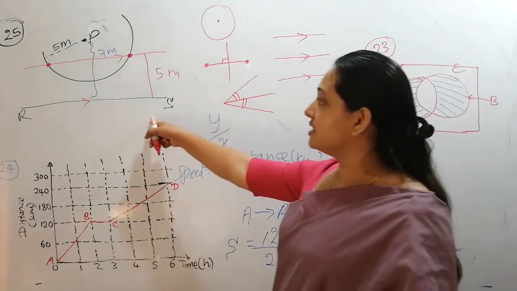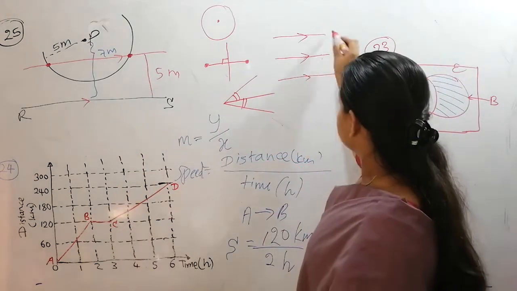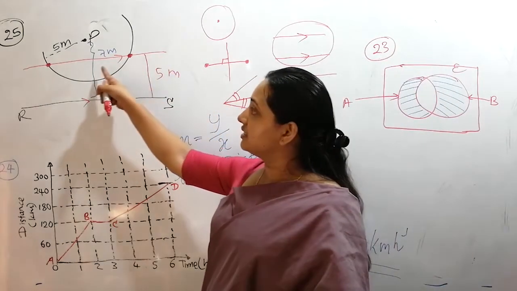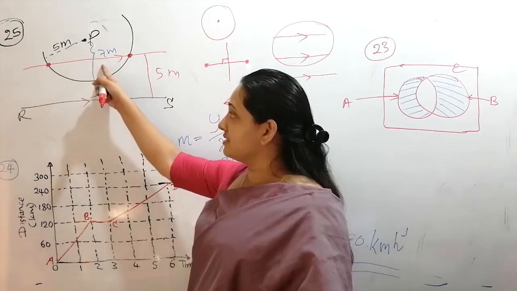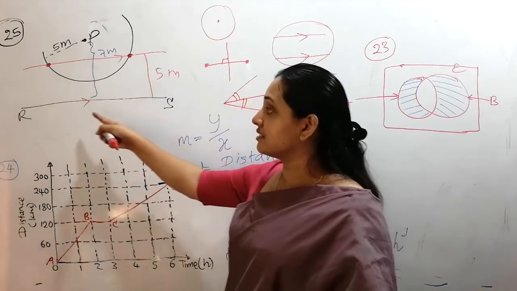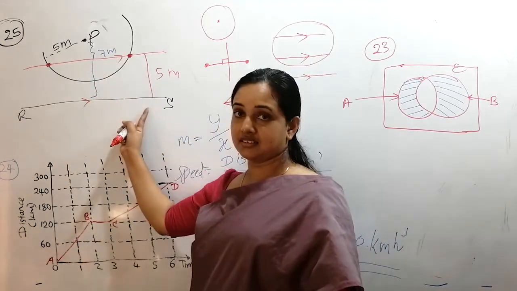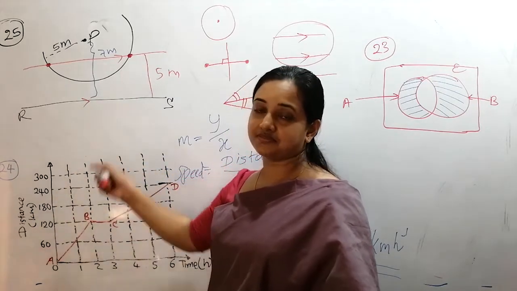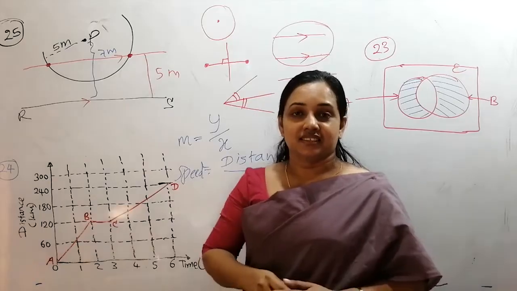Here, to solve this question, we considered only this one part. We constructed the locus which is 5 meters away from RS, only on the upper side of the given RS line. Okay. Then we will discuss paper 1 part B.